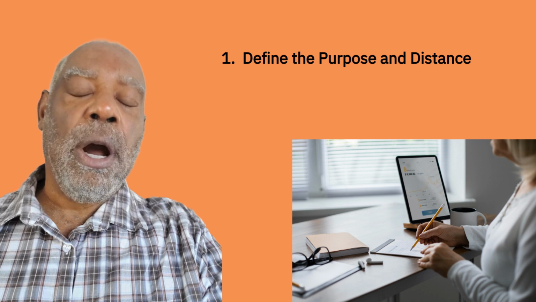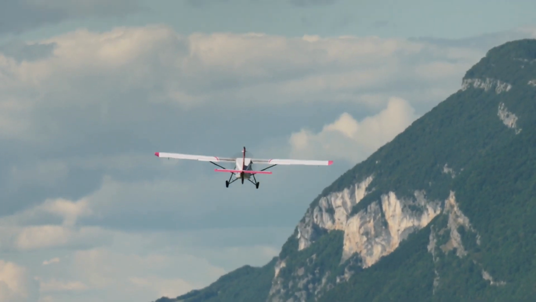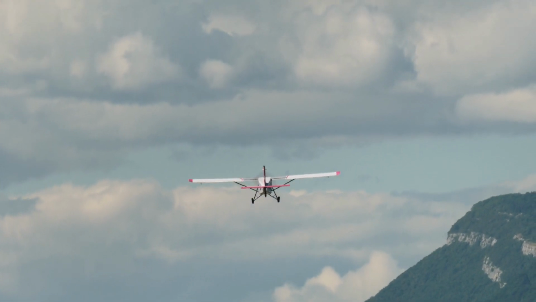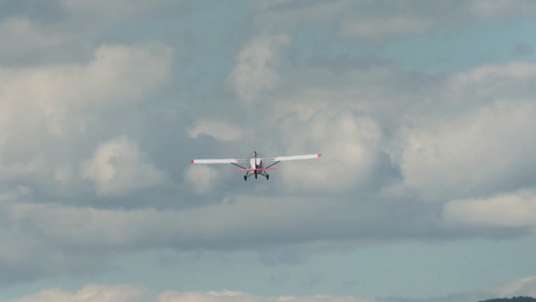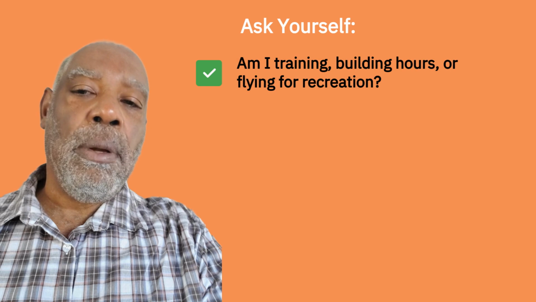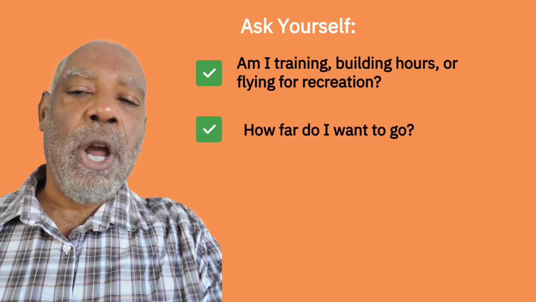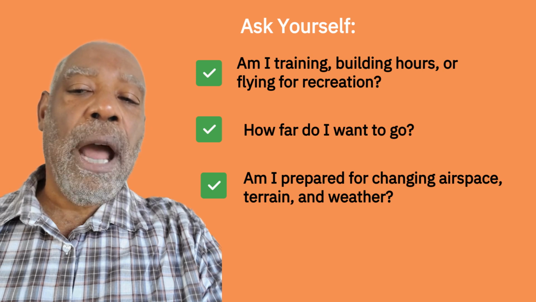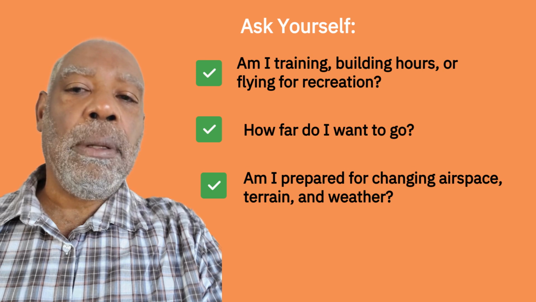Not all cross countries are created equal. For a student pilot working toward a private certificate, the FAA defines a cross country as a flight that includes a landing at a point more than 50 nautical miles from the original departure airport. But beyond the regulation, ask yourself, am I training, building hours, or flying for recreation? How far do I want to go? Am I prepared for changing airspace, terrain, and weather? Your objective shapes every planning decision, from route selection to alternate airports.